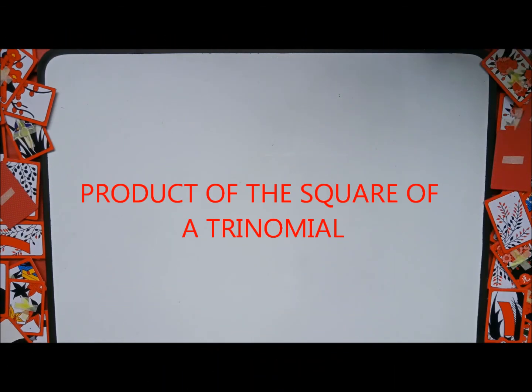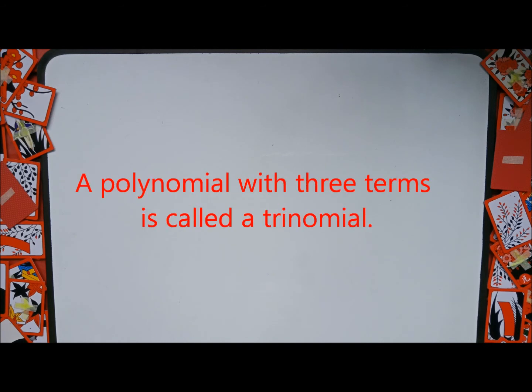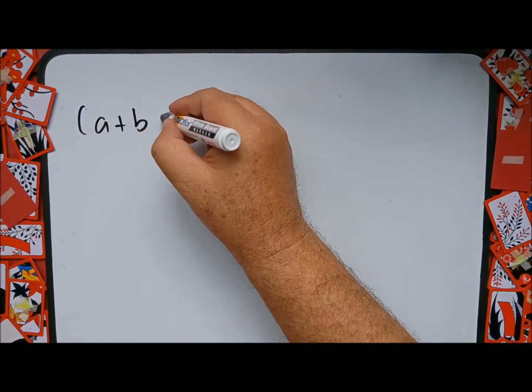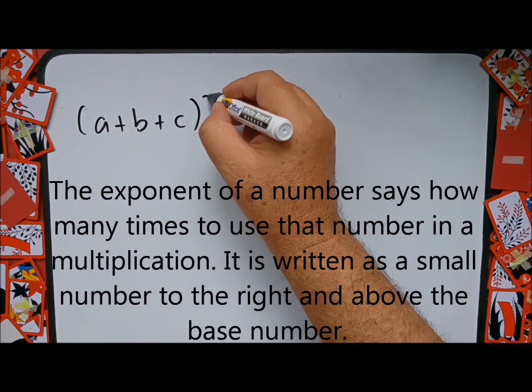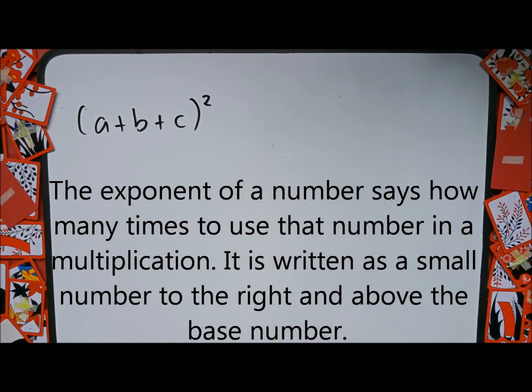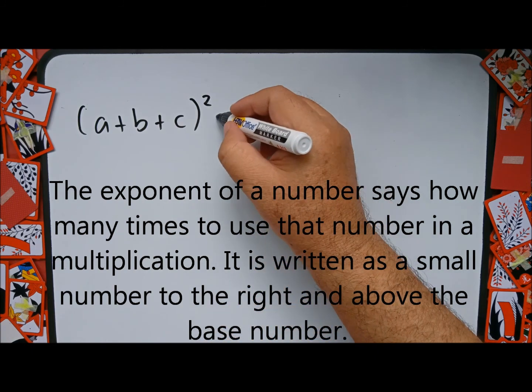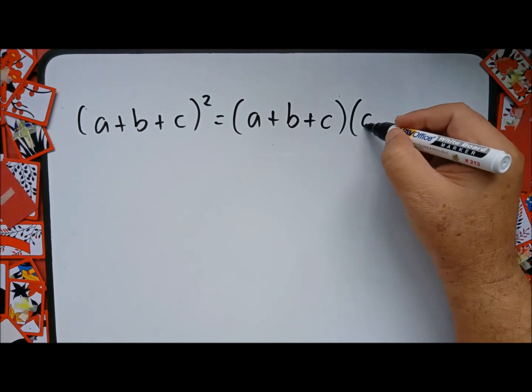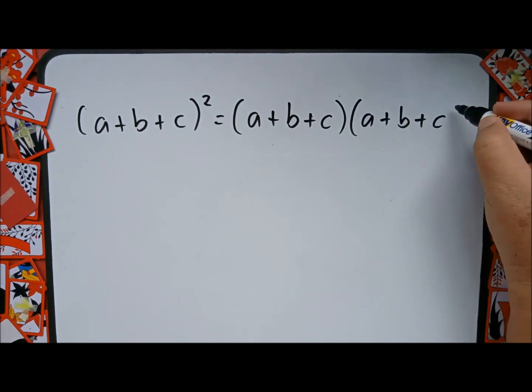So we are now on the special product number 4, finding the square of a trinomial. When we say trinomial, it is an expression consisting of 3 terms. So I think I'll give you an example: (A + B + C)². Square of a trinomial. When a number is raised to an exponent, that means we have to multiply it by itself. So this will become (A + B + C) times (A + B + C).